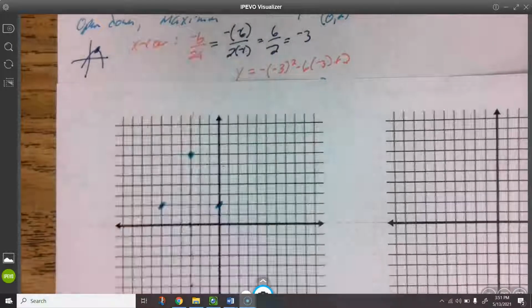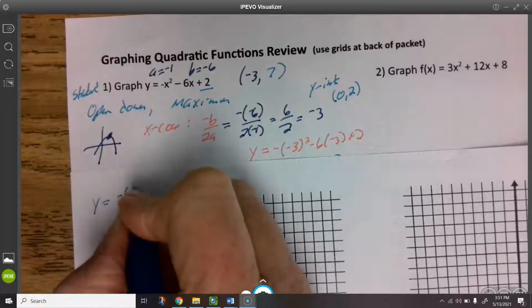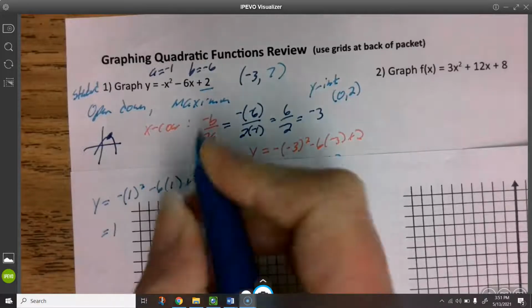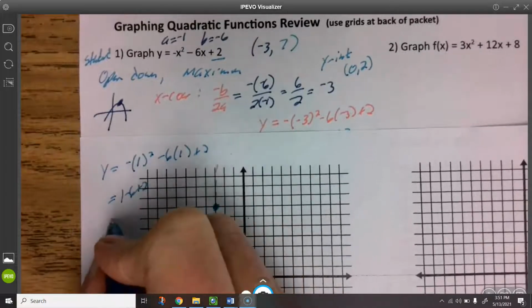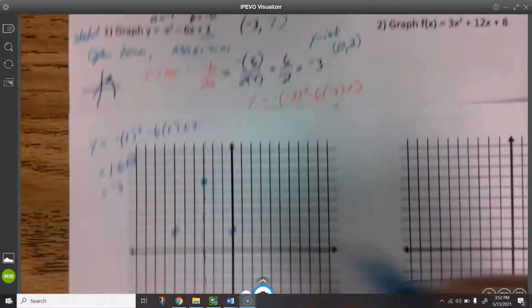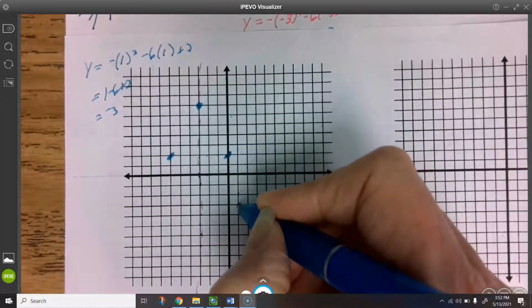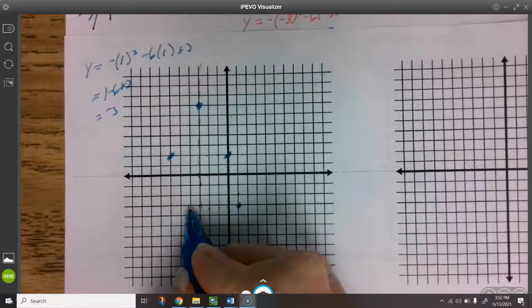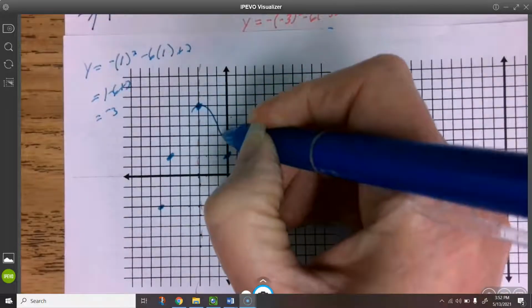So I'm going to plug a 1 in. I'm just going to use my paper here. So y is equal to 1 squared minus 6 times 1 plus 2. 1 minus 6 plus 2. What is that? Negative 3. Yep. So 1 and negative 3. Reflection point. 1, 2, 3, 4. So go over the other way. 1, 2, 3, 4. Here's my graph.